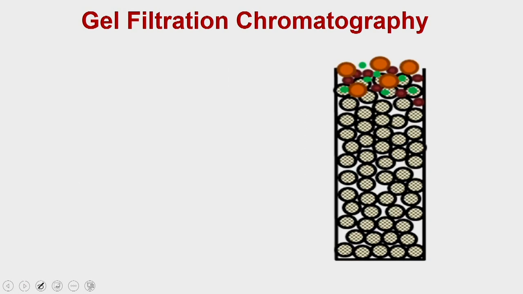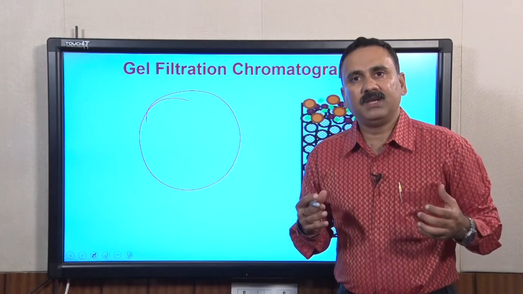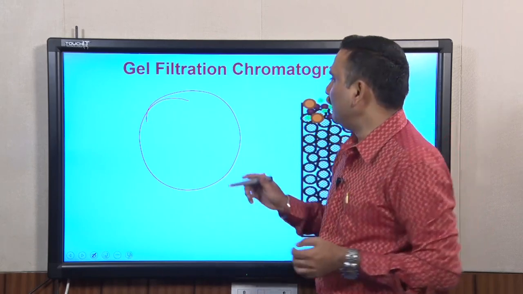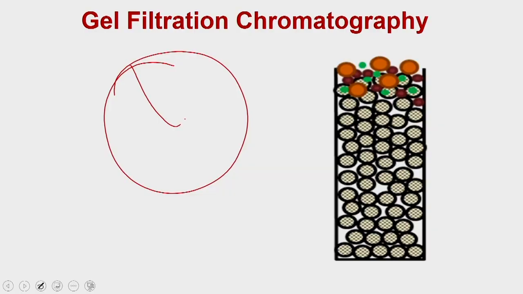Now, let us understand what kind of pore is present and how the separation is occurring in gel filtration chromatography. So, if I show you a pore, this is the gel filtration bead, okay, and the pore is present in a funnel shaped form on these beads. So, you can imagine that you have a funnel shaped bead which has a pore like this from all the sides, okay.